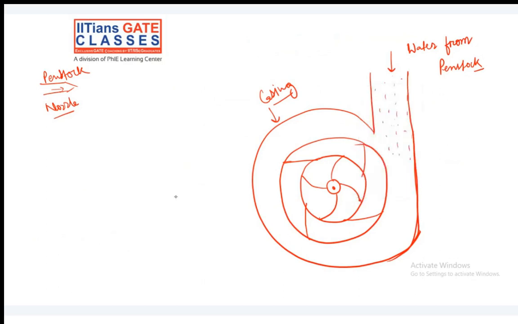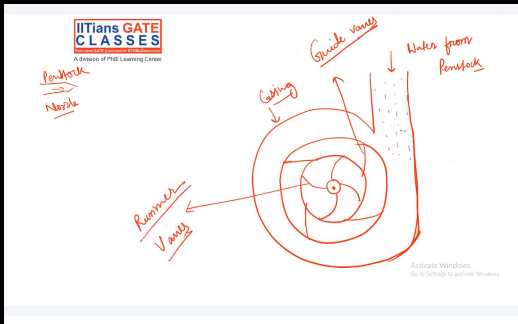So these are those guide vanes. These are those guide vanes which will guide this water to the runner vanes. So these are what? These are runner vanes. Okay. So when the water enters the casing, it goes through this guide mechanism, and then it is directed to the runner vanes.